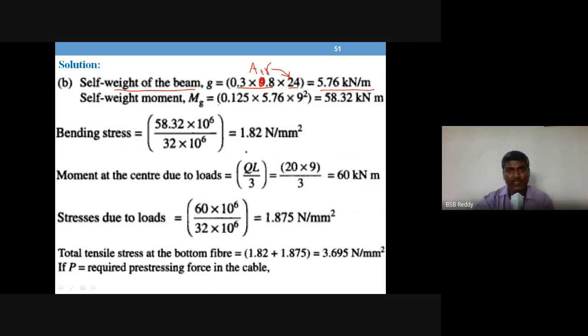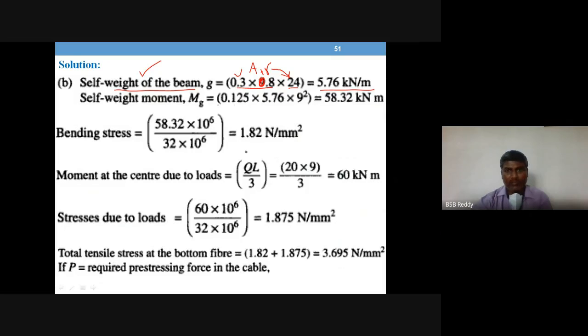Whoever follows the textbook, make necessary corrections wherever there are just typographical errors. It is printed as 9.8. It is 0.8. Okay, so 0.3, 0.8 into 24. Right. So that comes to 5.76. So 5.76 kilonewton per meter is the load from weight of the beam.